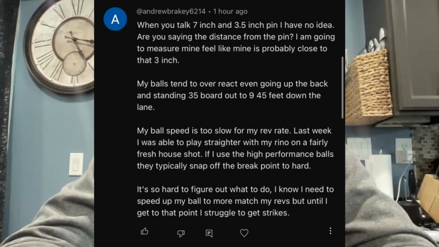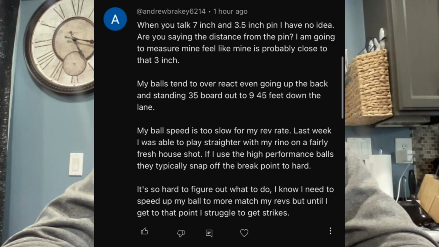It says, "When you talk 7-inch and 3.5-inch pin, I have no idea. Are you saying the distance from the pin? I'm going to measure mine. Feel like mine is probably close to that 3-inch." What I don't want you to do is think that it's the pin distance from the pin to the CG. That is the pin distance of the ball. That is not the pin distance of your layout.